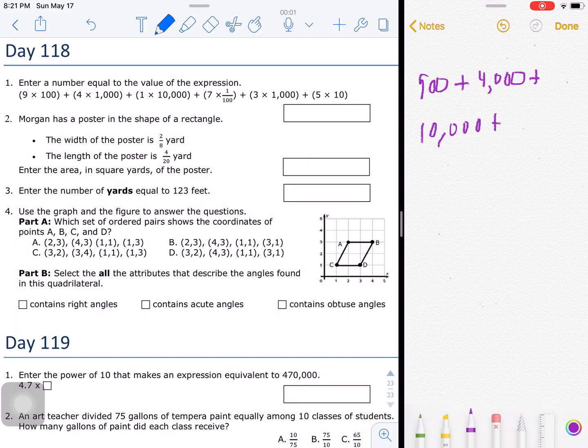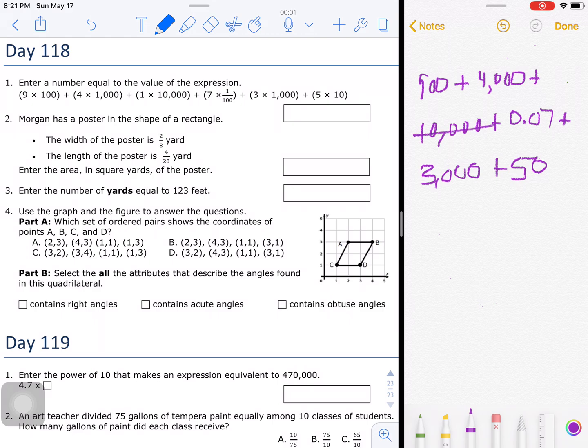And 7 times 100th. So I could write that as 0.07 or 7 over 100, but I'm just going to do it that way. And we have 3 times 1,000. So I'm noticing, I have 2 values that are in the thousands place, plus 50. Okay, at this point I'm going to put them all in order from the greatest to the least.